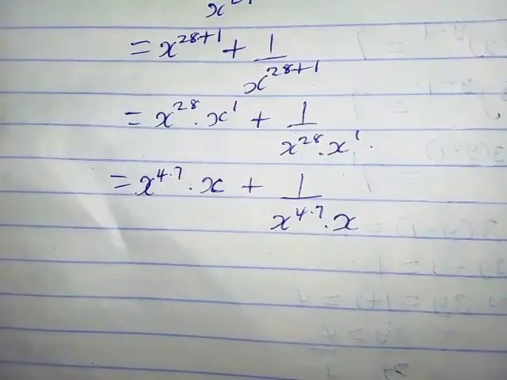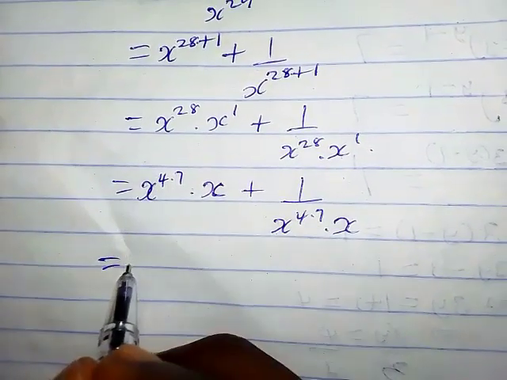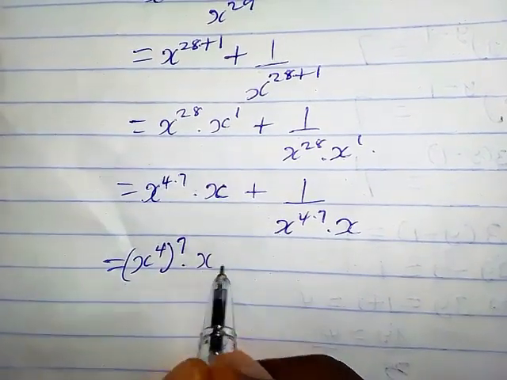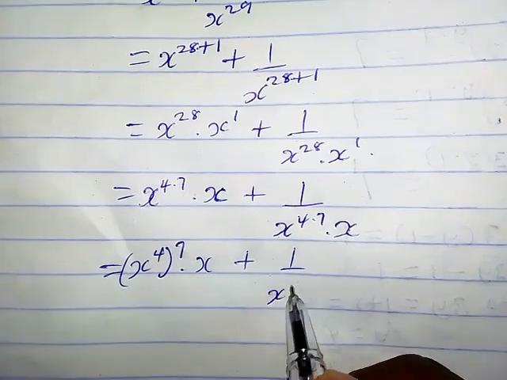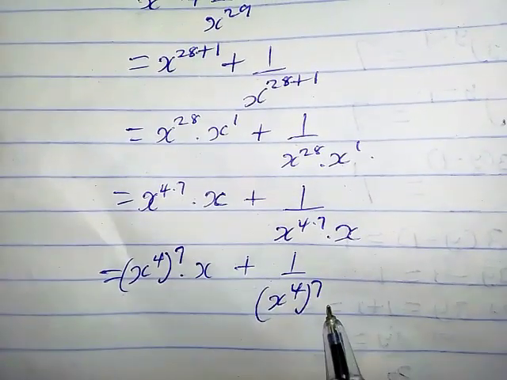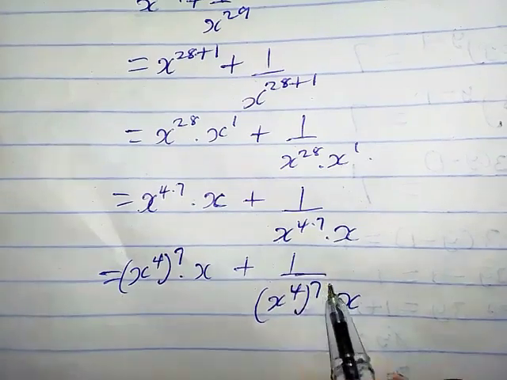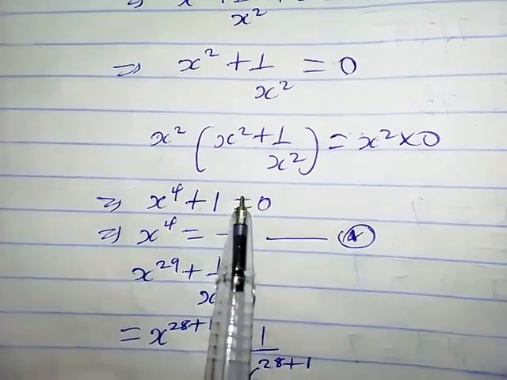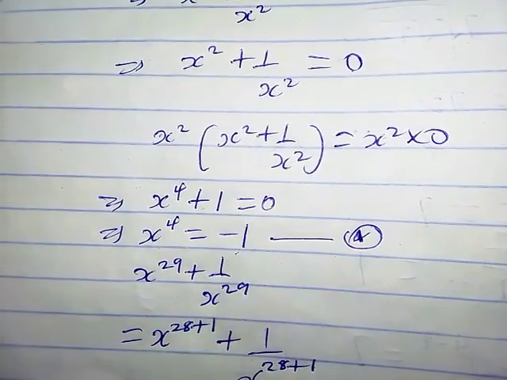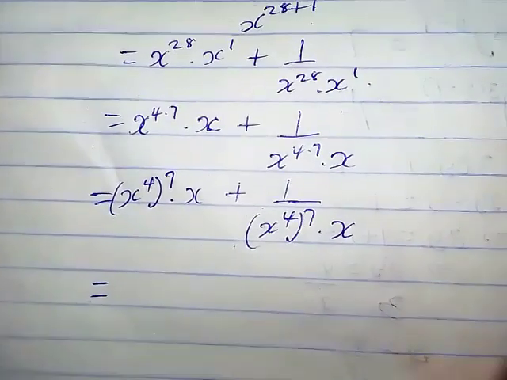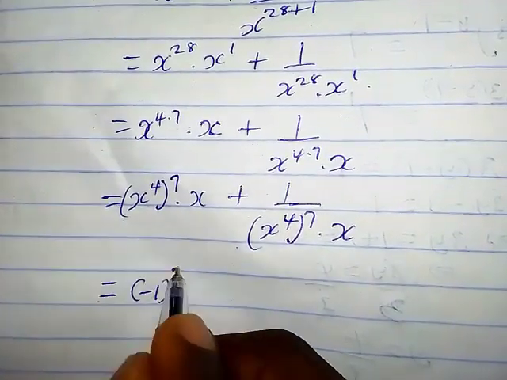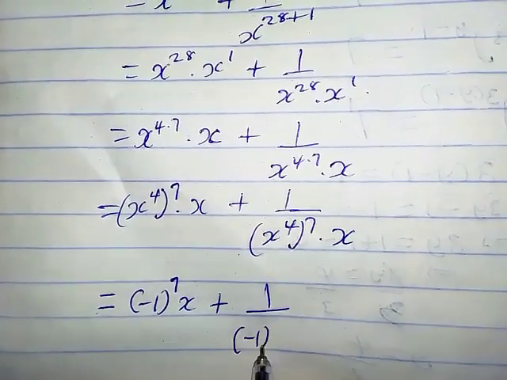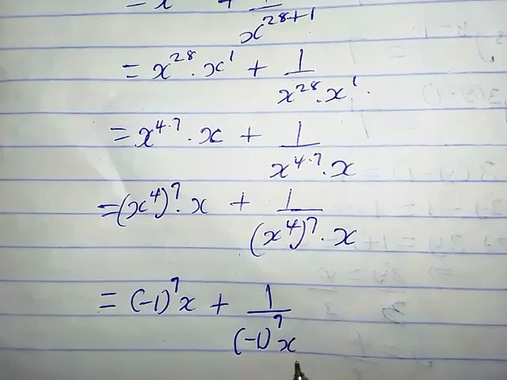So let's proceed further. We can write this as x raised to the power 4, all raised to the power 7, by laws of indices. So we have x plus 1 over x raised to the power 4 times 7 times x. So this equals, what is x raised to the power 4? That is exactly what we have in equation star, which is negative 1. So we are going to plug this value here. So we're going to have minus 1 raised to the power 7 times x plus 1 over minus 1 raised to the power 7 times x.